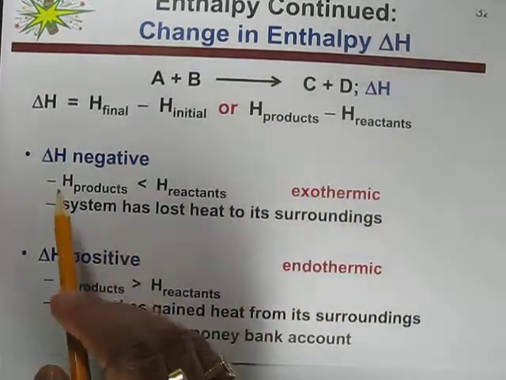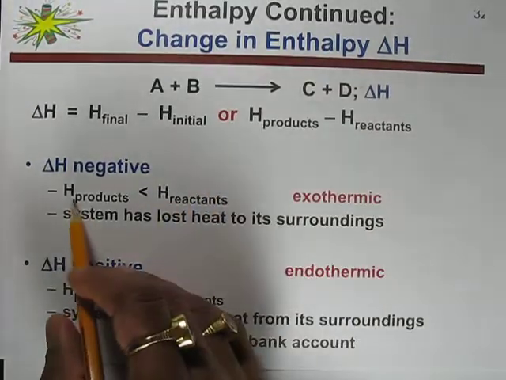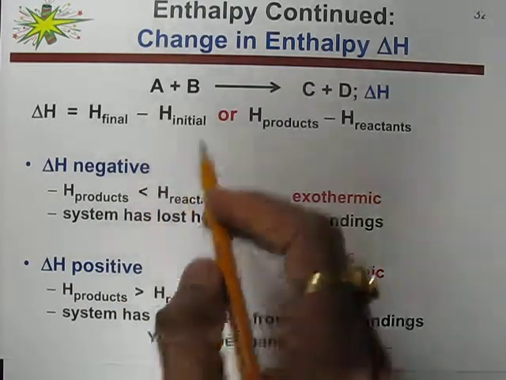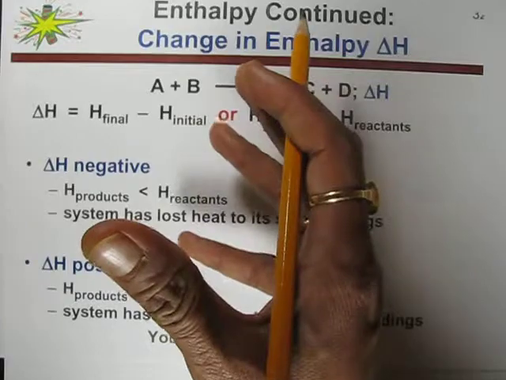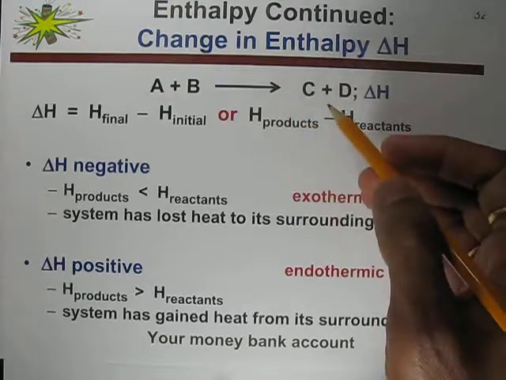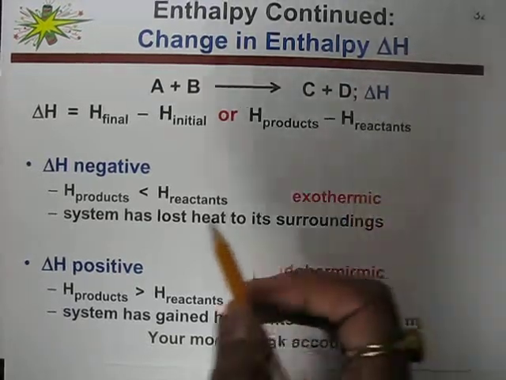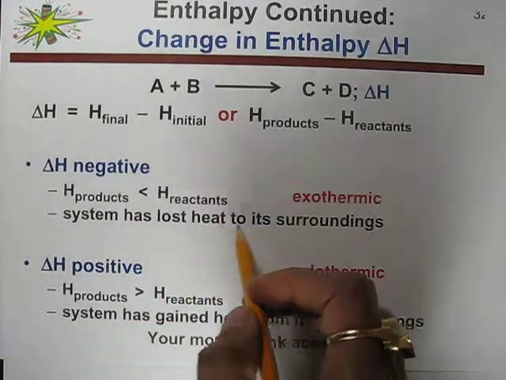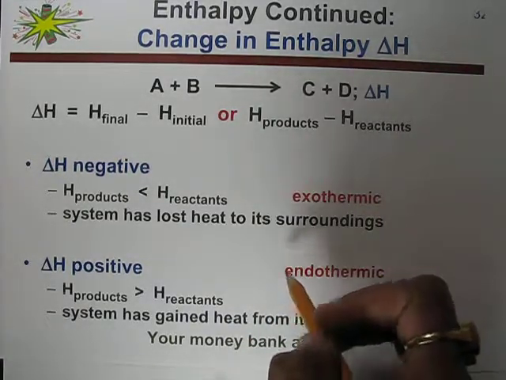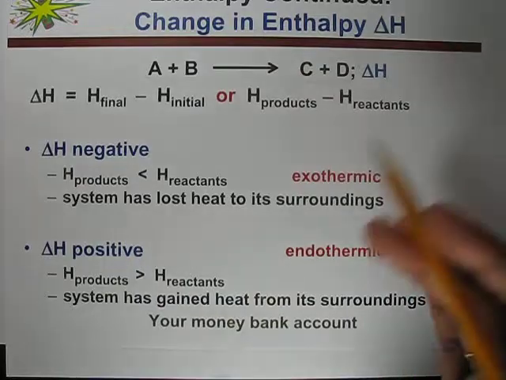And when delta H is negative, it means the enthalpy of the products will be less than the enthalpy of the reactants. So if the reactants have higher energy, then they will lose their energy or heat. If they lose the heat, it means the system has lost heat into its surroundings, and then the reaction would be exothermic. The system will be called exothermic because it is losing heat.